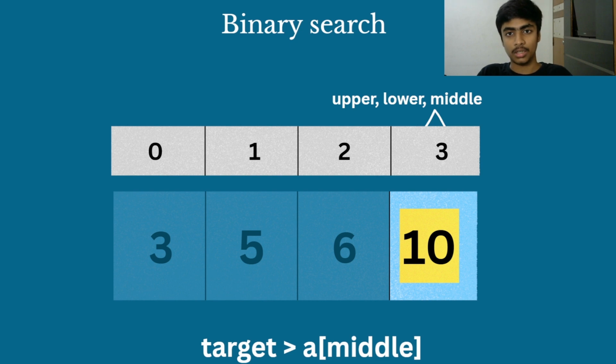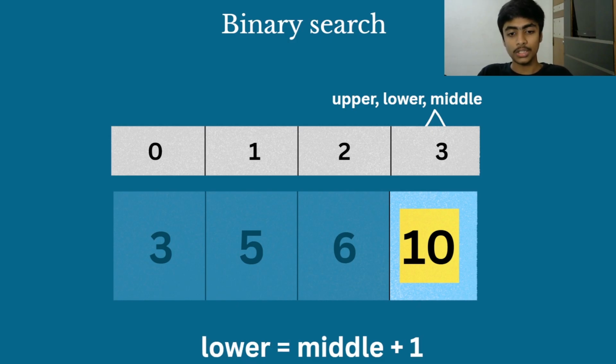element. We know that when our target value is greater than a middle element, we're going to change the lower limit of the array. So our lower limit is going to be the middle index plus 1. Our lower is going to be 3 plus 1, basically 4.